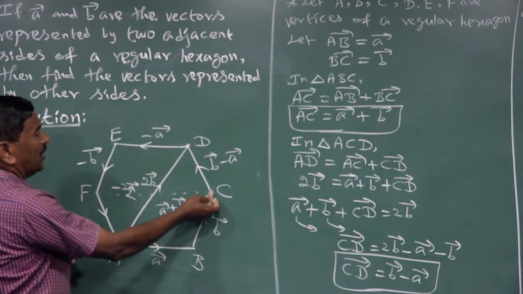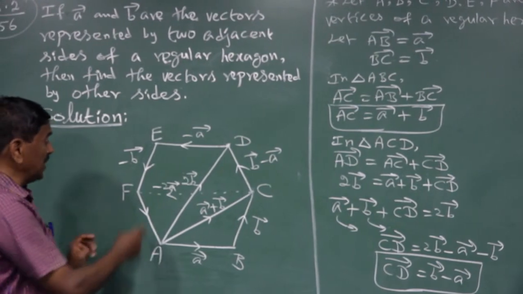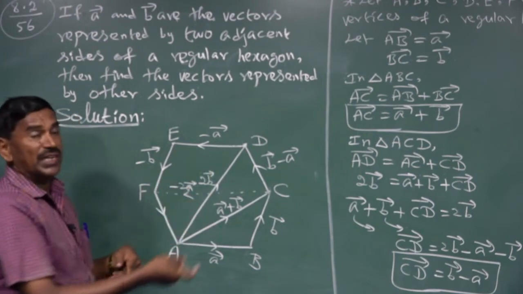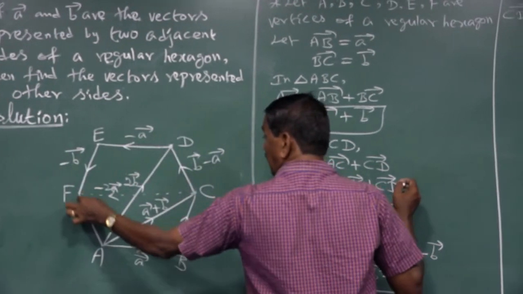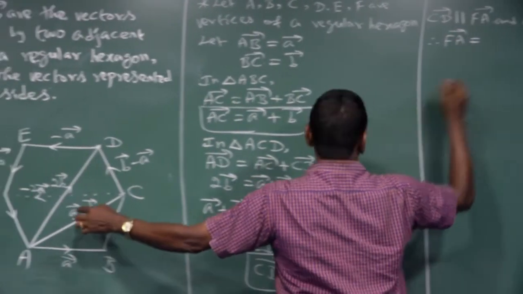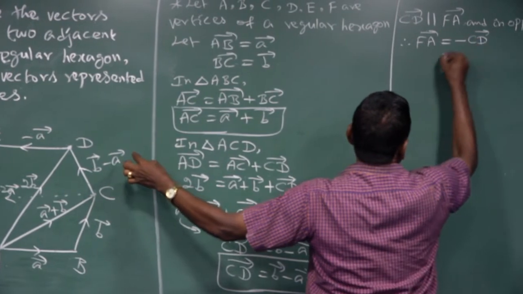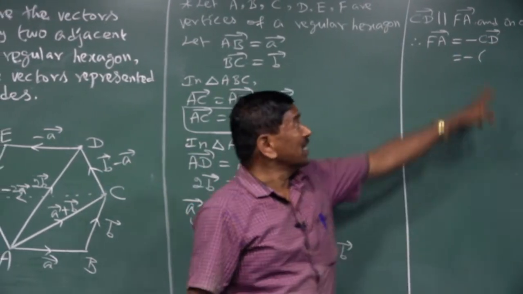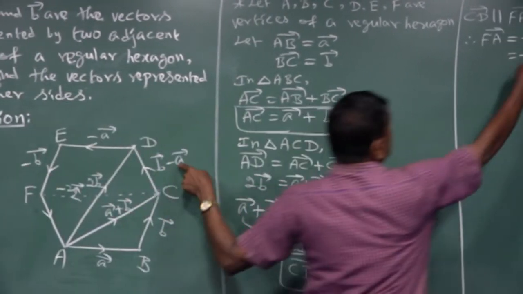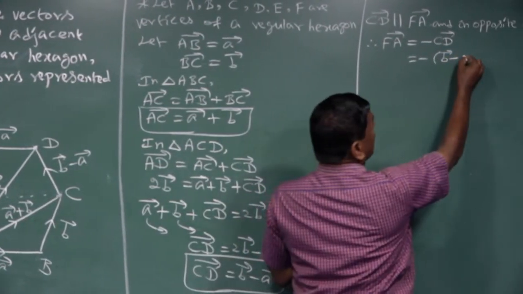Therefore, here CD vector positive means FA vector is negative. That's the idea. Which means FA vector is equal to negative of CD vector, because we want a sign change, opposite in direction. Therefore, FA vector is equal to minus of CD vector, which is equal to minus of, what is CD vector? Yes, CD vector is equal to B vector minus A vector.